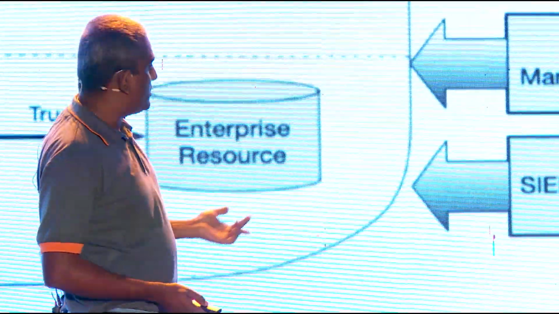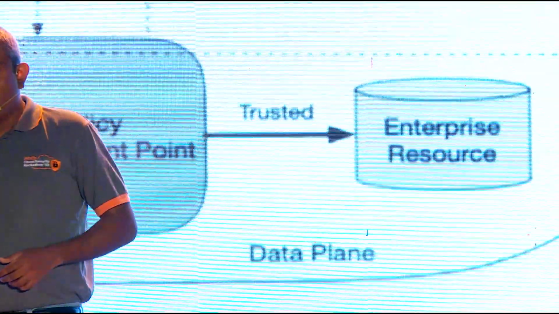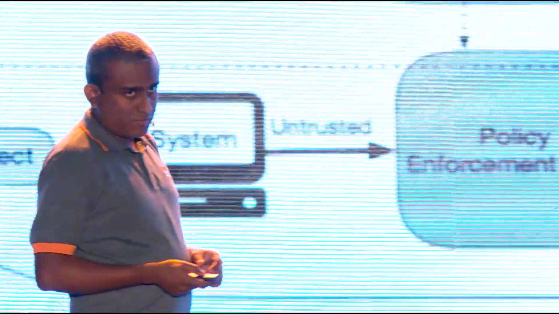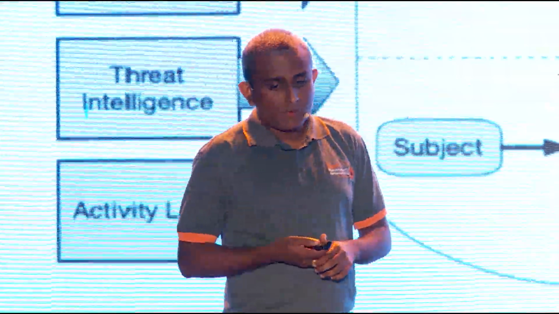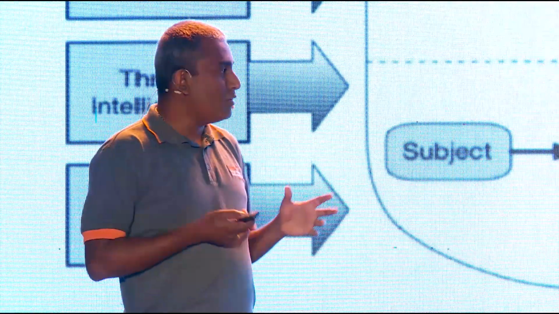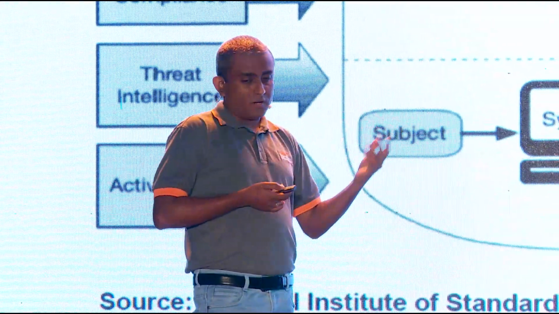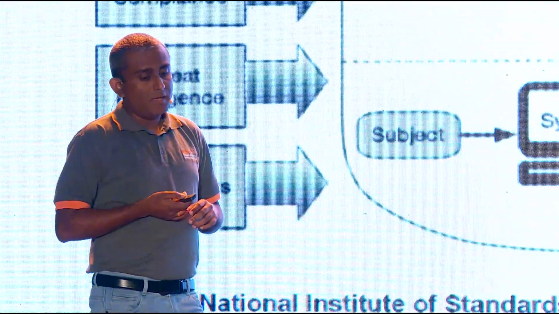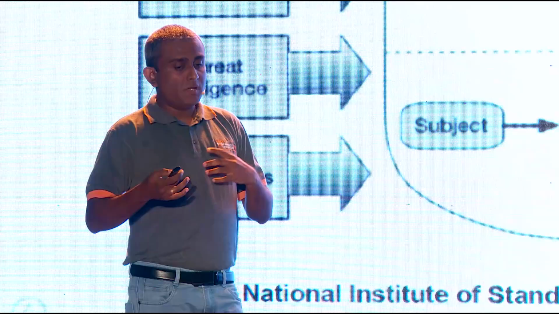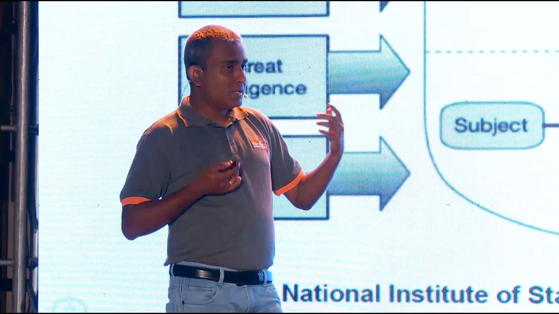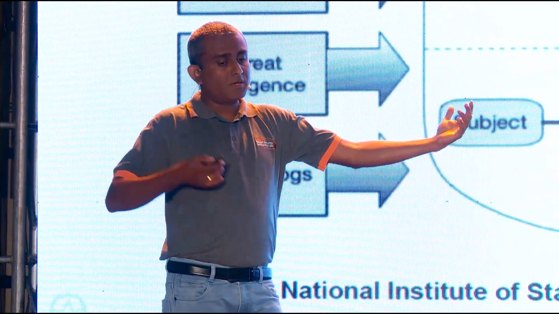And how this is implemented: on the left-hand side, we have the enterprise resource, and in the middle, we have the policy enforcement point. The policy enforcement point is the one that verifies the request coming to access your enterprise resources. Its job is to establish a connection between the subject and the enterprise resource, and monitor that connection.